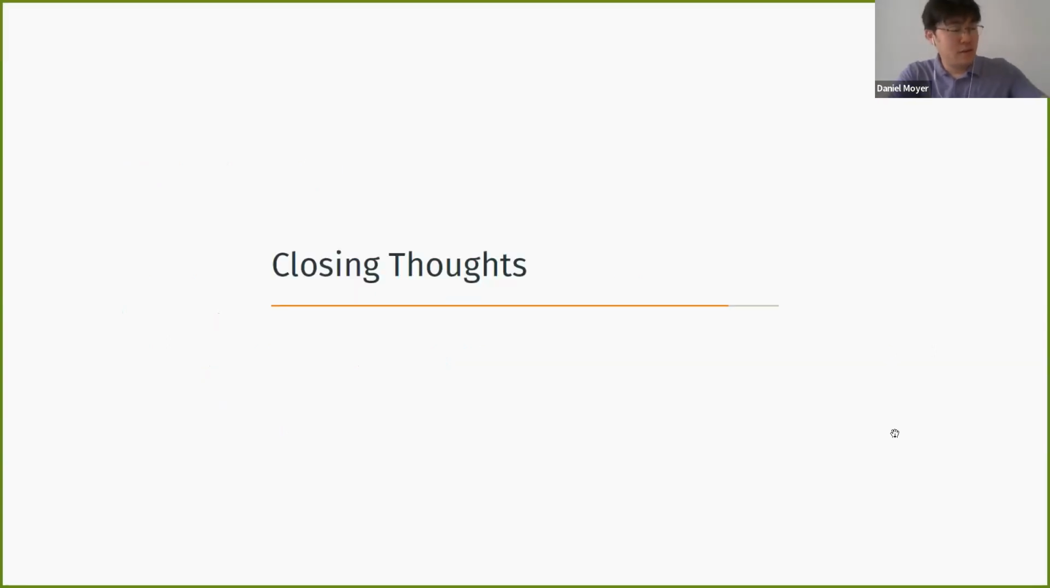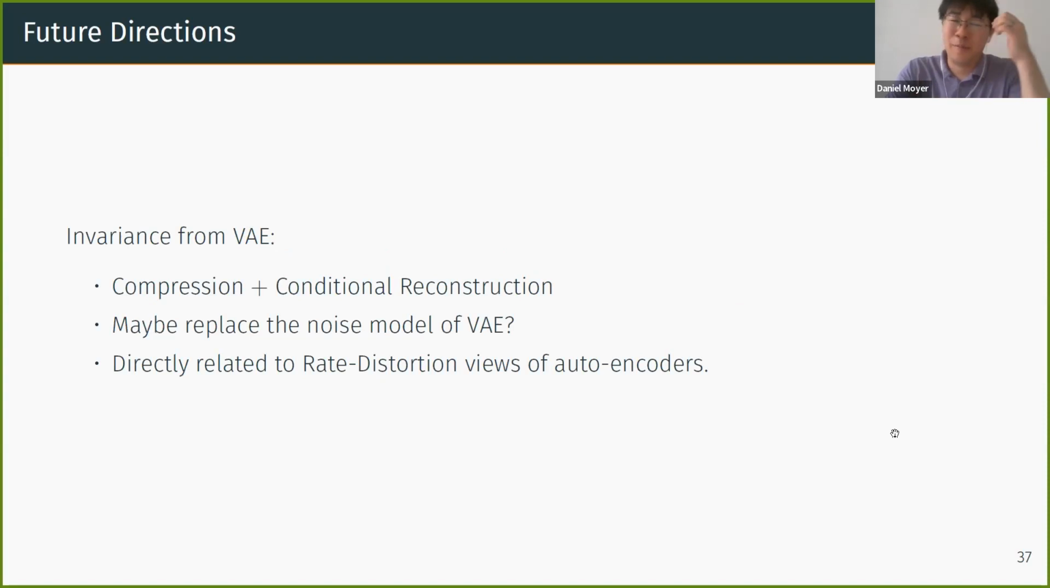Right, and we have 3 minutes left. So just to wrap up where we've been, invariance is caused by compression and conditional reconstruction. That's the main intuition here.